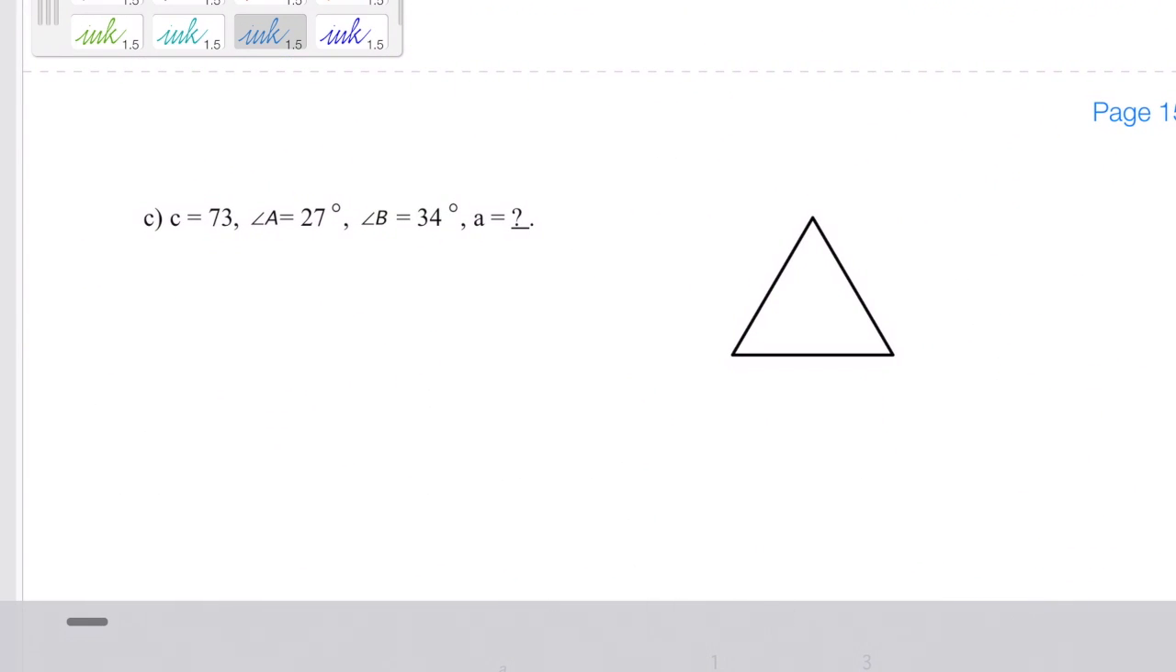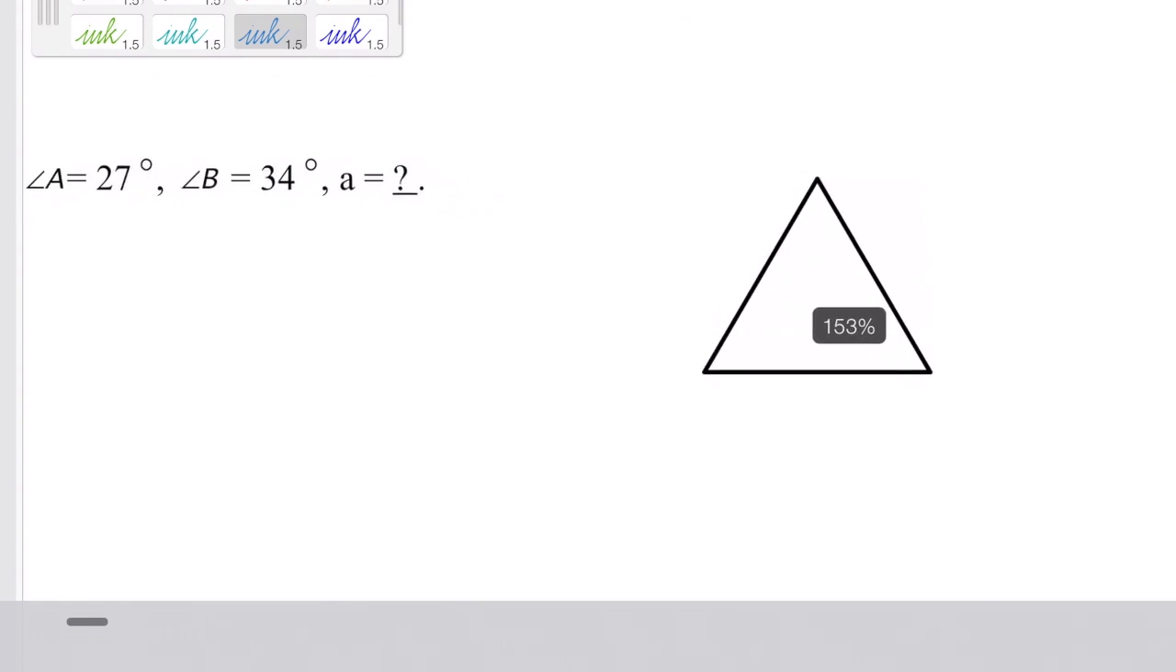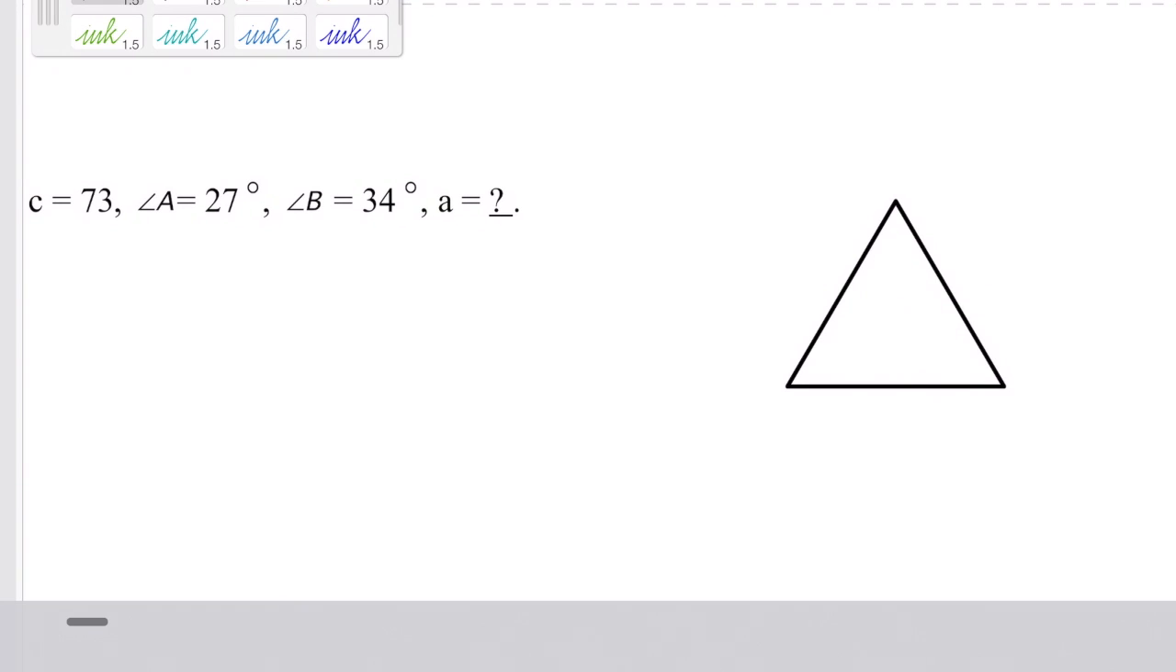Another situation, this one's a better situation because we're trying to find a side. Yes. And my phone keeps going off. I apologize. I'm just really popular and I can't help it.